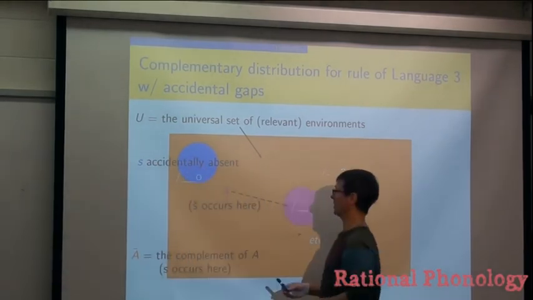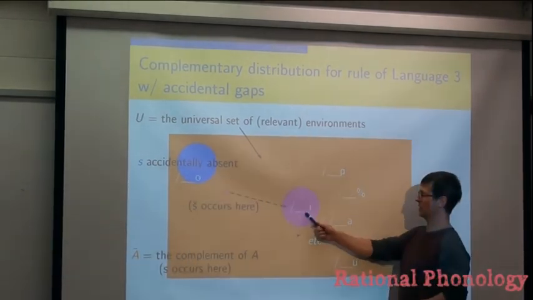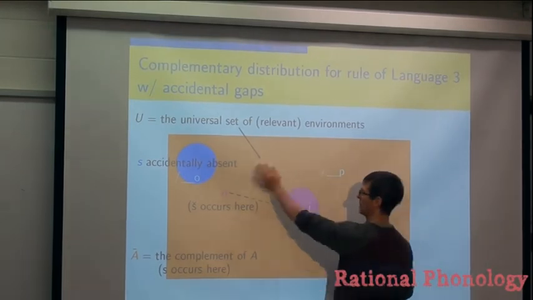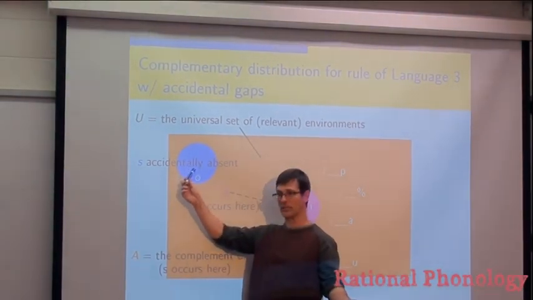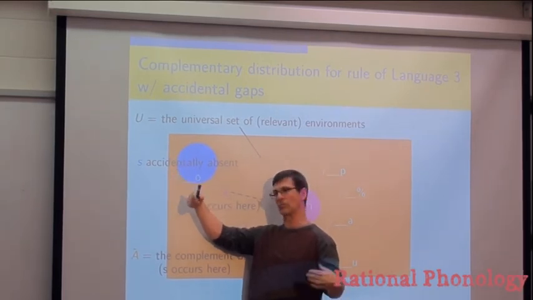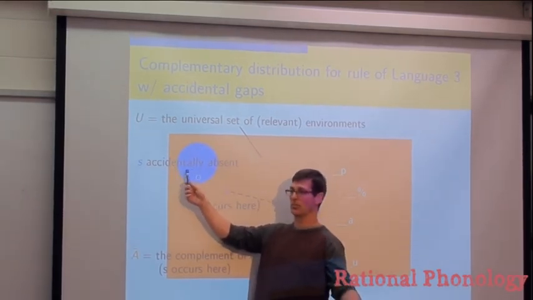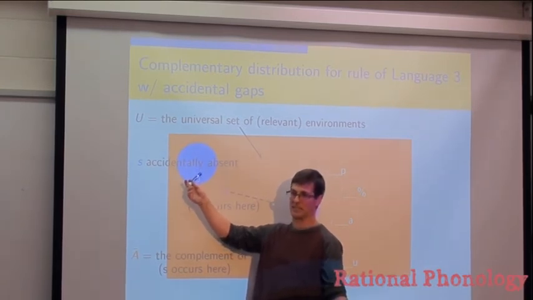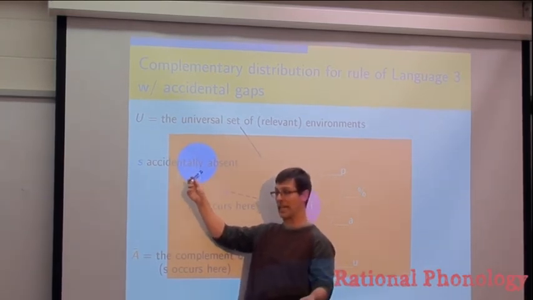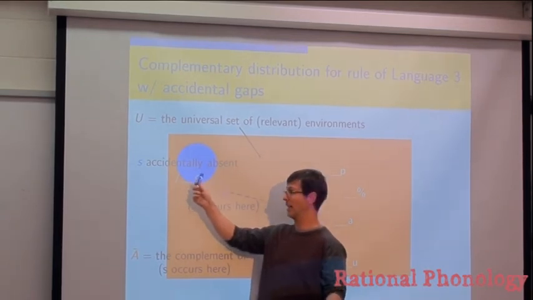Like you might have sh occurs here, and s occurs everywhere else, except there's some accidental gaps where you don't get either one. For some reason, there's no lexical items that have between a P and a Q or whatever, there's no S's. There's going to be accidental gaps, right? You don't have to definitely have S's everywhere.